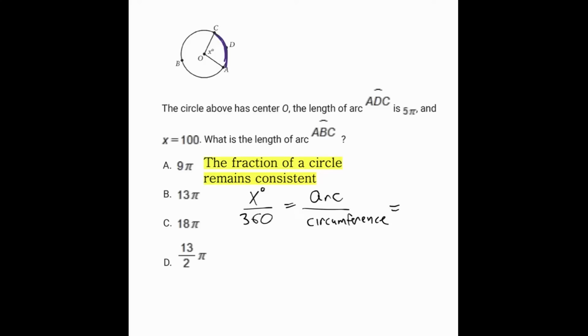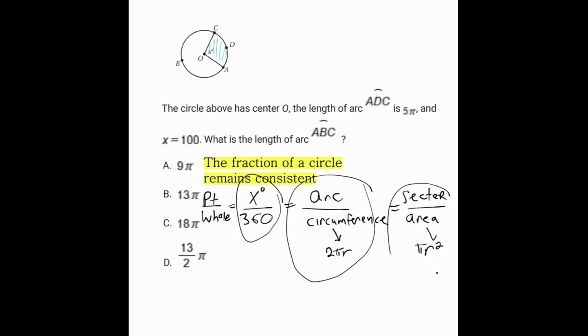And last but not least, if we have a sector of a circle, which is like the area of a pizza slice, that is going to be a fraction of the whole area of the circle. And of course, circumference is 2 pi r, and the area is pi r squared. Regardless of which one we're talking about, what we're always arranging is the part over the whole as it relates to the angle, the circumference, or the area.